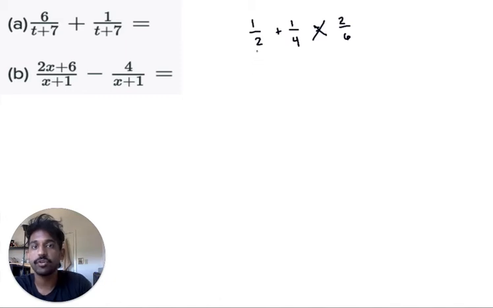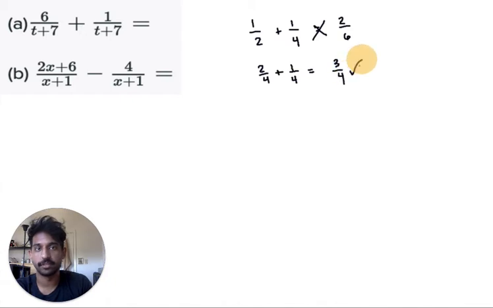Instead, what we have to do is make sure that both denominators are the same. In this case, I see 1 over 2 I can change to make a denominator of 4 by multiplying the numerator and denominator by 2. So this can be 2 over 4 plus 1 over 4. And then we just add the numerators, because the denominators are the same, 3 over 4.